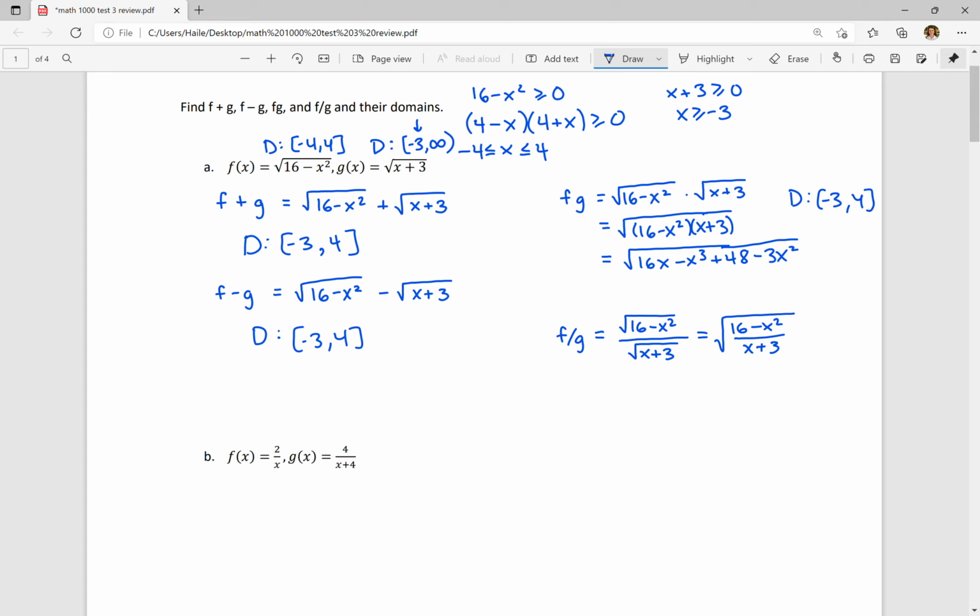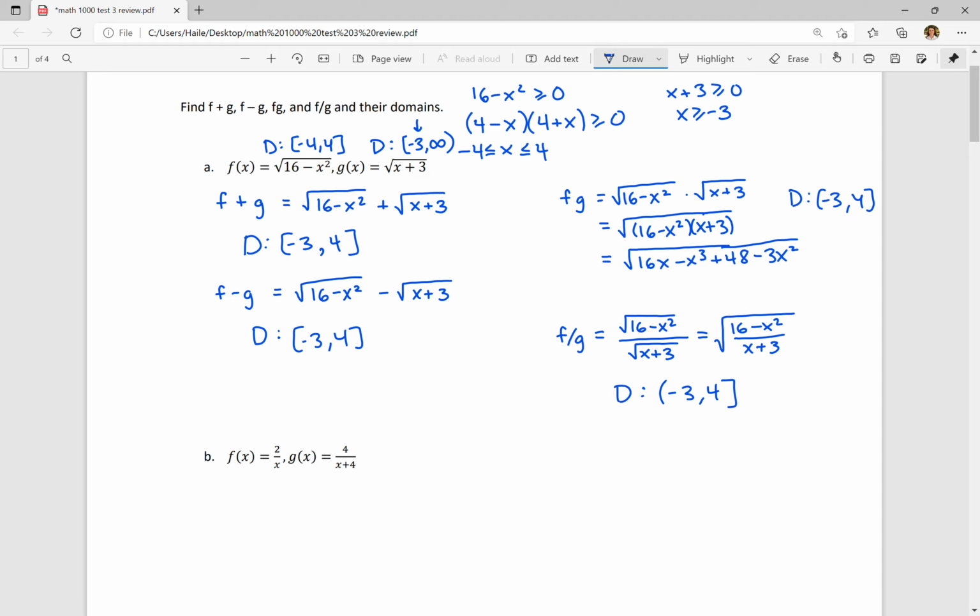For f divided by g, we simply have to take into consideration the points where our denominator could be 0. The only place this could happen is if x is equal to -3. So you can imagine plugging in -3 to x plus 3, and that would give you a denominator of 0. So unlike how we had a bracket in the other three domains, the only difference with f over g is that we no longer want to include -3, so we'll just put a parenthesis around it instead of a bracket.